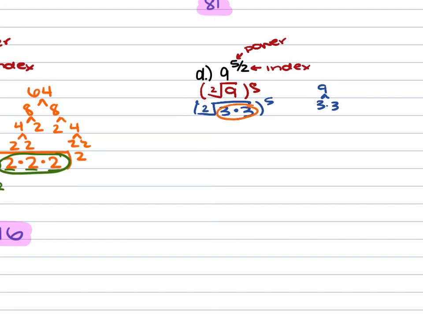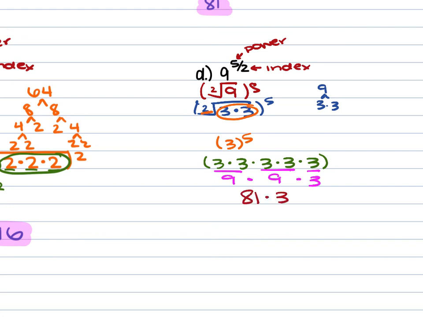The 3 times 3 gives us our two numbers that we need that are the same. So that's 3 to the 5th power. This is the same as 3 times 3 times 3 times 3 times 3. We know that 3 times 3 is 9. So 9 times 9 is 81, times 3 gives us 243.